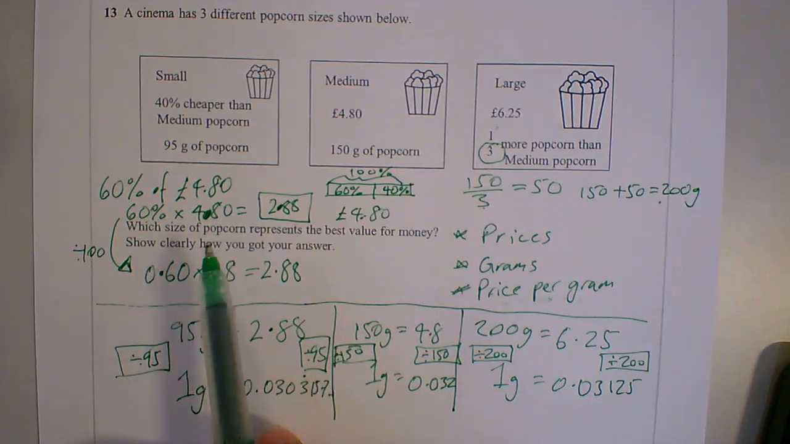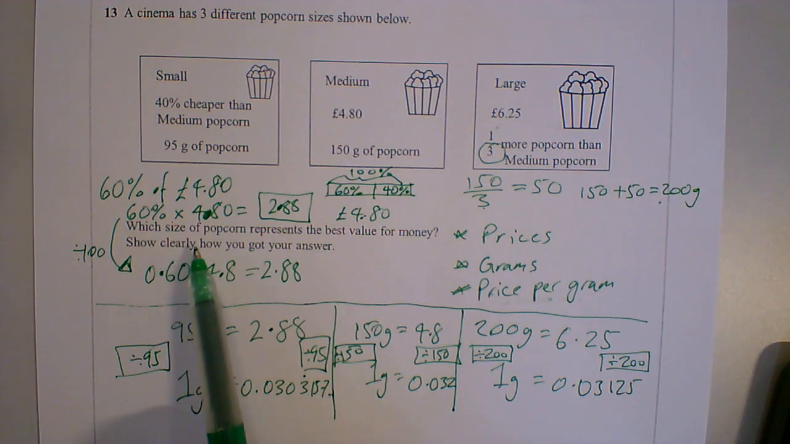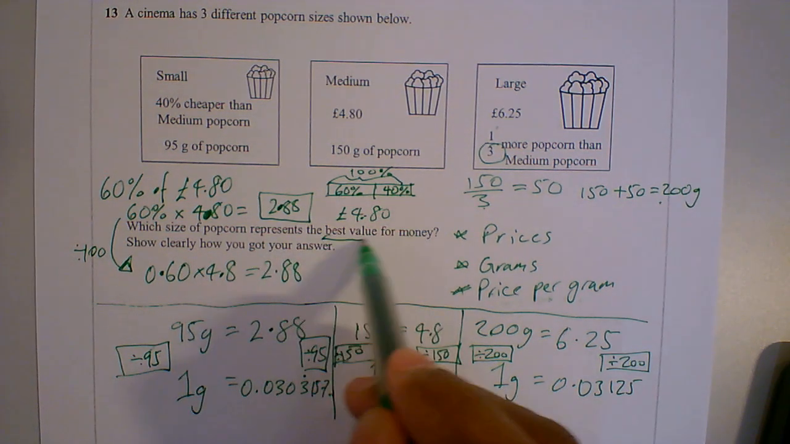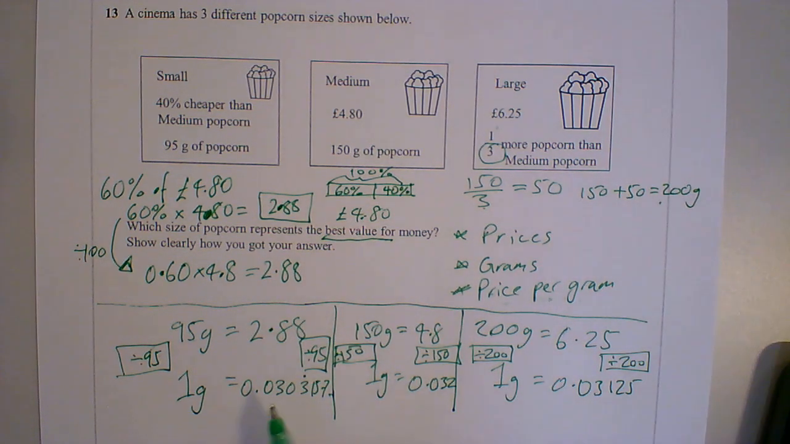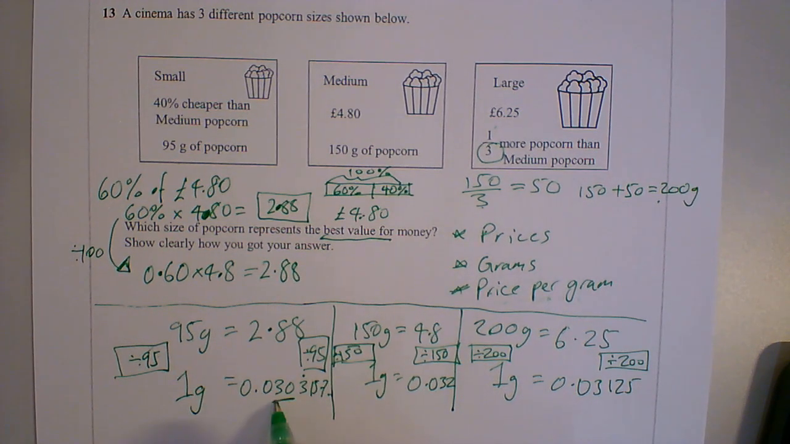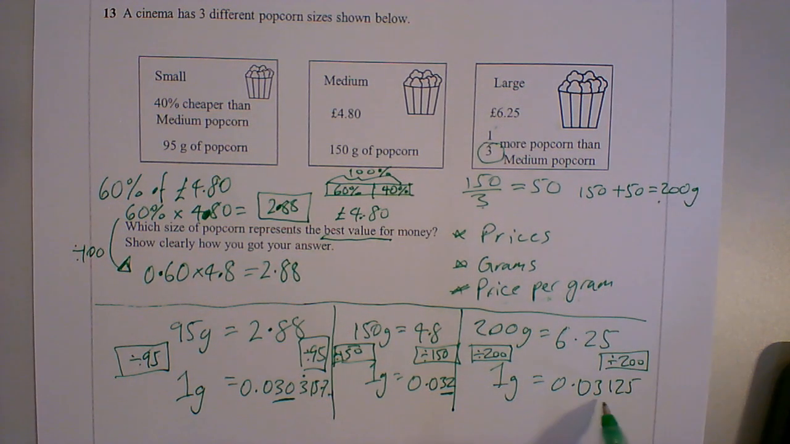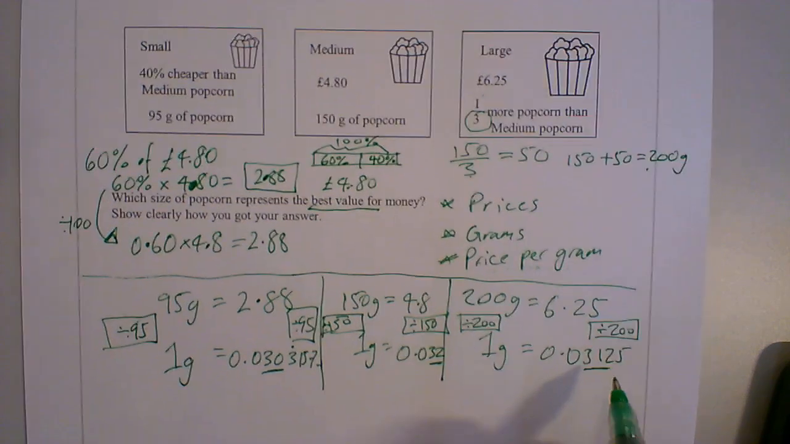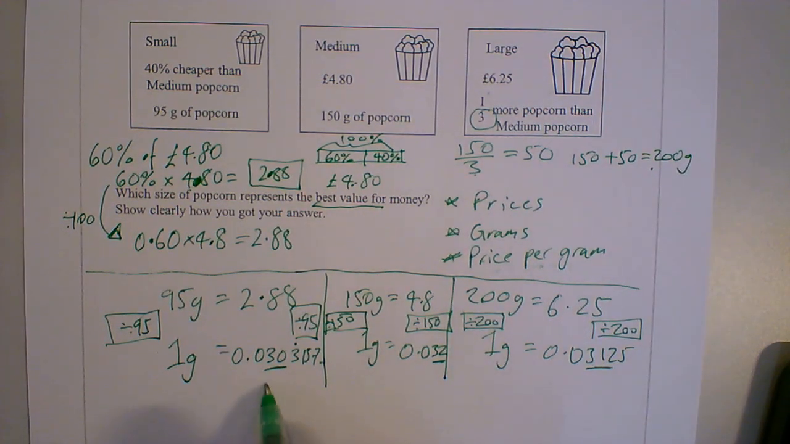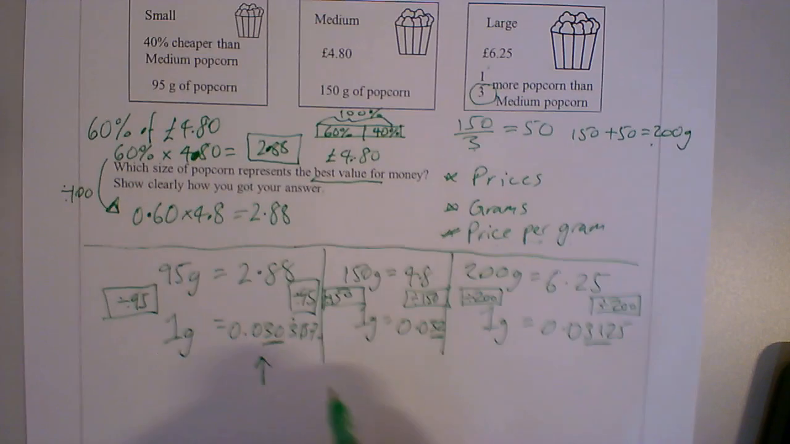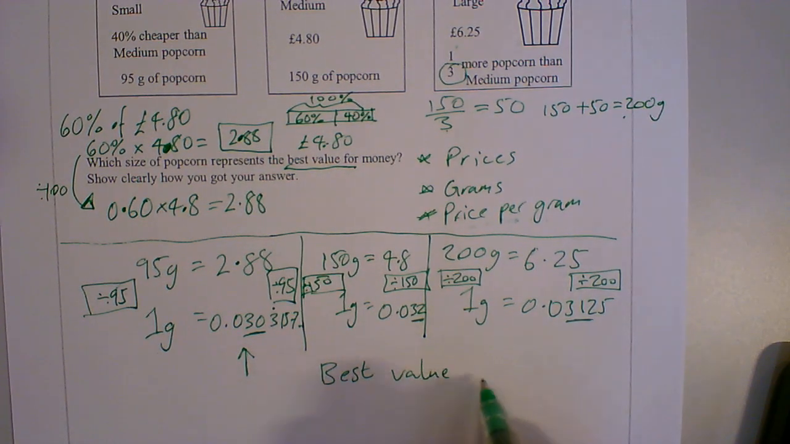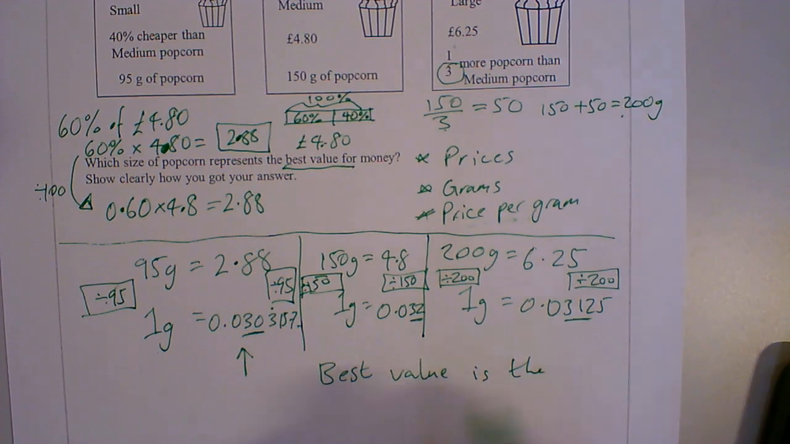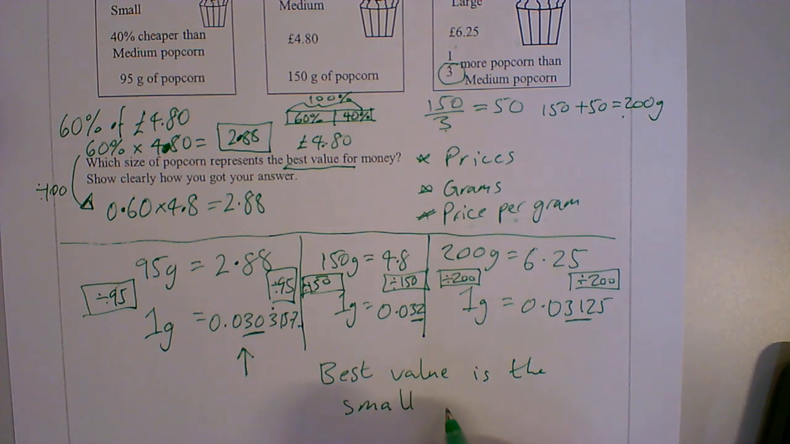Now, we are looking at which size of popcorn represents the best value for money. In other words, we're looking for the lowest price. So you got 0.030, you got the 30, you got the 32, and you got the 31. So which is the lowest one? This is the lowest one. So the best value is the small popcorn.